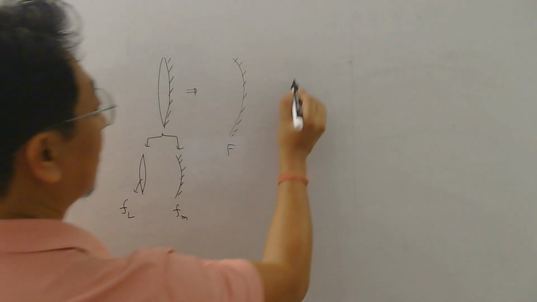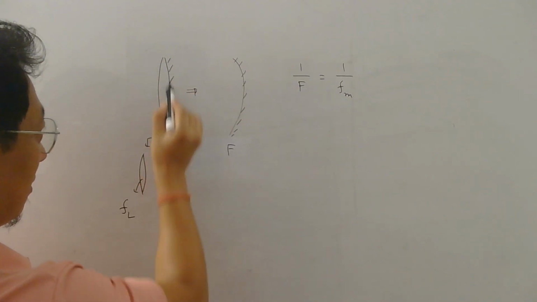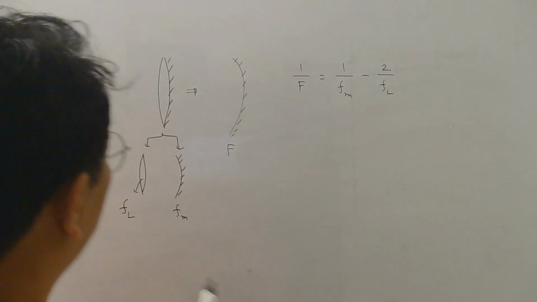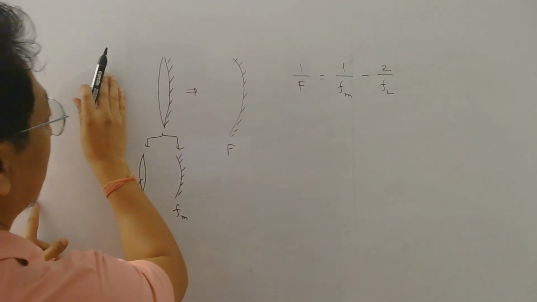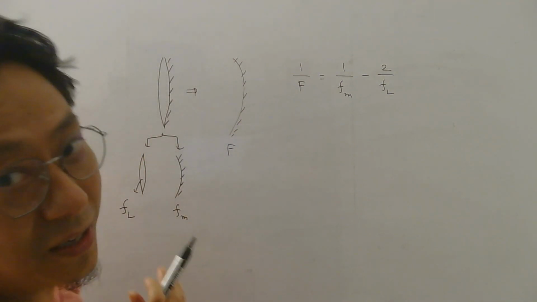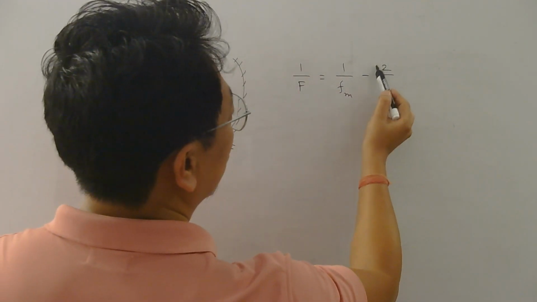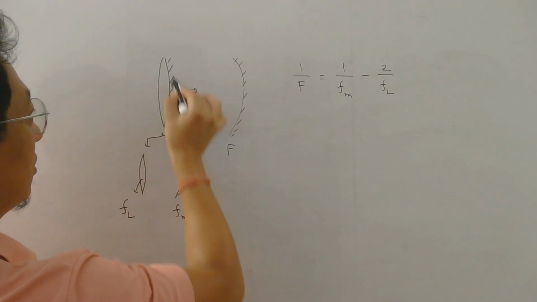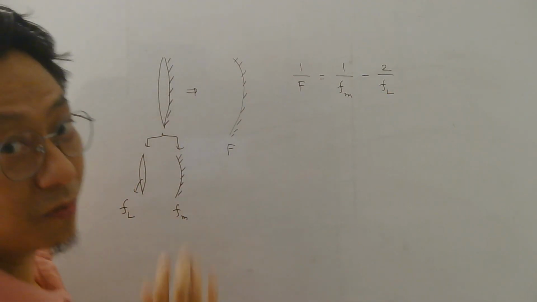Now how are these three related? 1 by capital F is equal to 1 by focal length of this mirror minus 2 by FL, where FL is the focal length of the lens. How this 2 comes, you can think of that as light first refracting through the lens, then reflecting from the mirror, then again refracting through the lens. So the lens contributes 2 times in refraction. That's why this 2 is coming. Okay, so remember, this F is the focal length of this combined system which acts like a mirror. Also remember that in this formula we have to put signs while putting the given values.